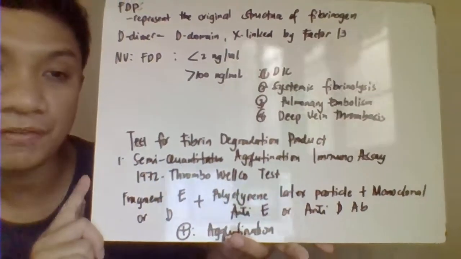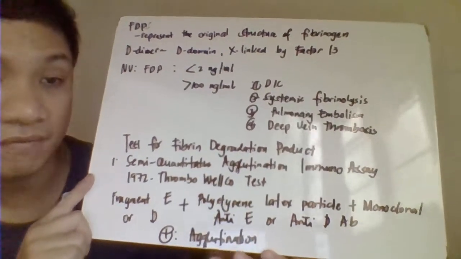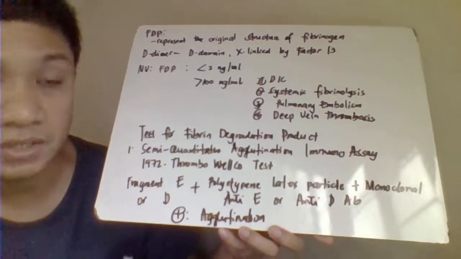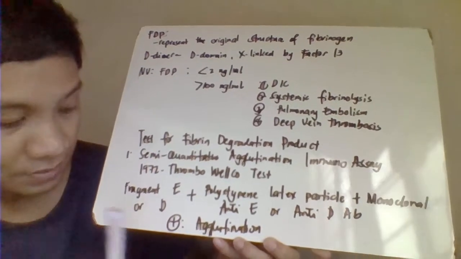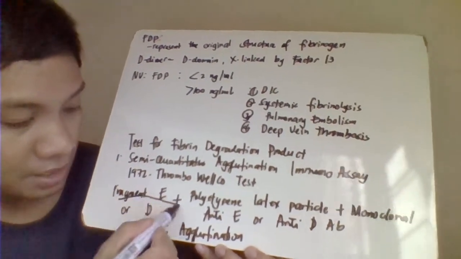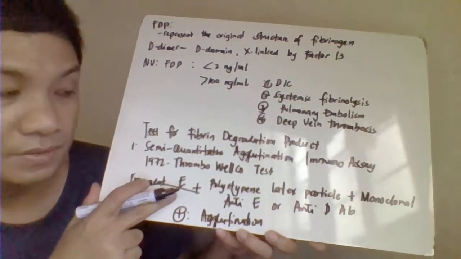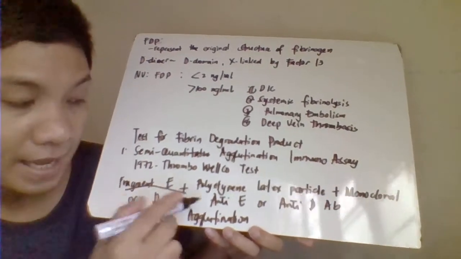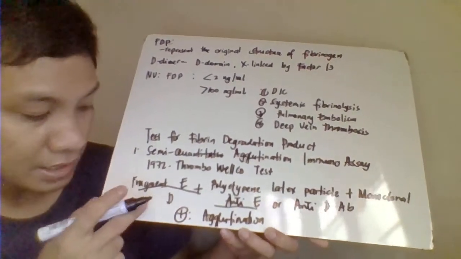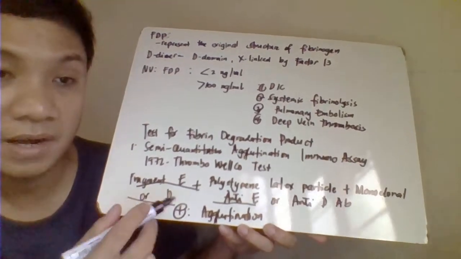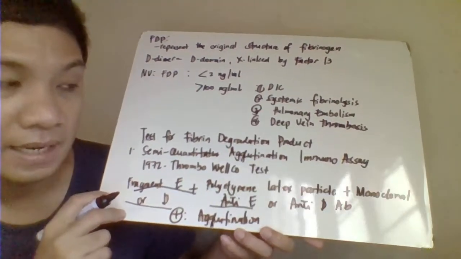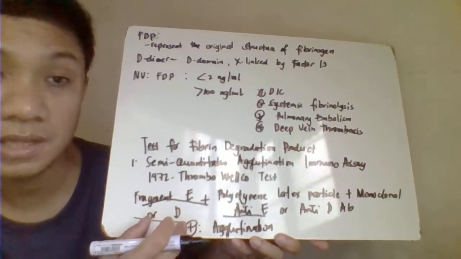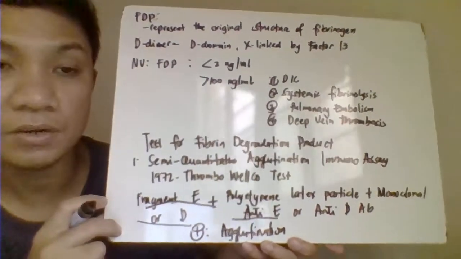Okay, we have a test also for your fibrin degradation products, so you can identify them by immunoassay. This is a semi-quantitative agglutination test, which is also an immunoassay. For example, if you want to detect fragment E, your reagent is polystyrene latex particles coated with monoclonal anti-E antibody. But if you are detecting fragment D, your reagent would be polystyrene latex particles coated with monoclonal anti-D antibody, since we're detecting the D antigen. A positive result for this one is an agglutination reaction.